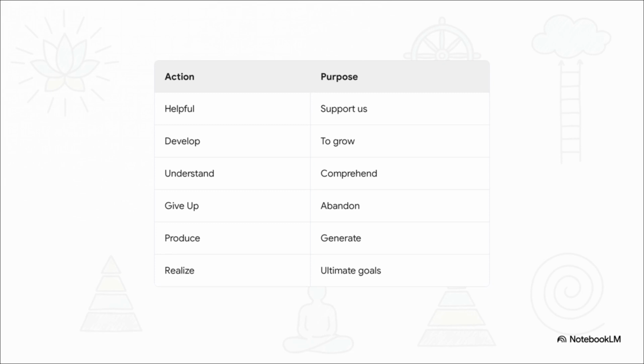Notice how they demand our active participation? We've got things that are helpful to support us, things we need to actively develop, and things to understand. But then, we have the negative side, things we absolutely have to give up, and things that make worse our spiritual state. As we elevate, we uncover things that lead to distinction, complex truths that are hard to comprehend, states we must actually produce, realities we have to directly know, and ultimately, the final goals we want to realize. It's just this totally comprehensive, actionable sorting system for the entire human experience.